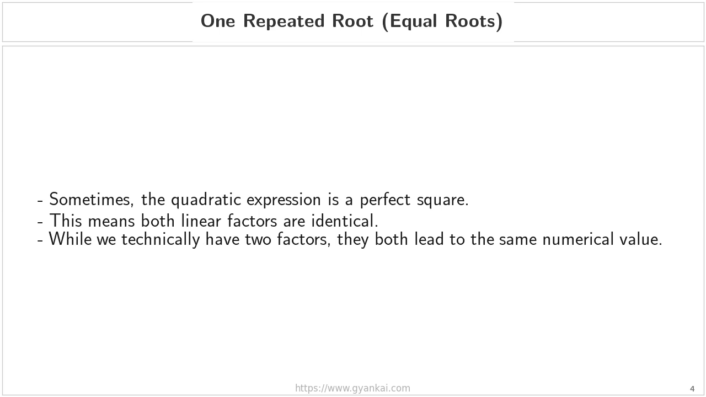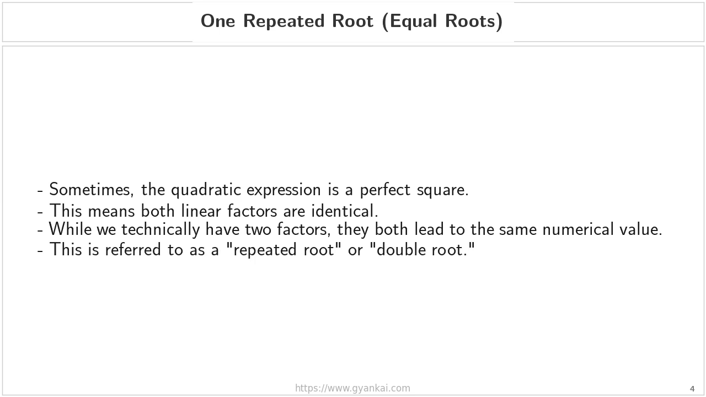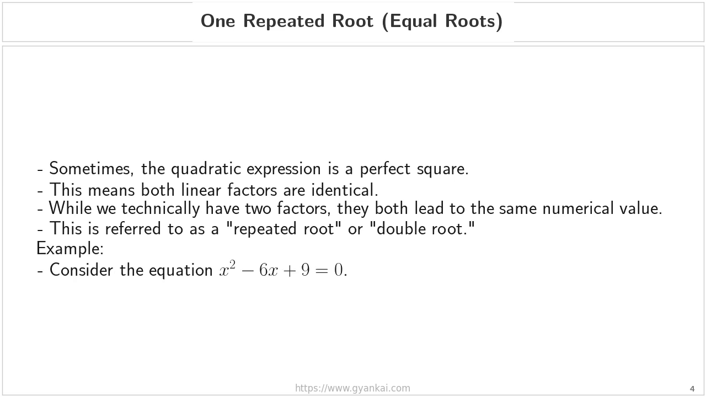Even though we technically have 2 factors, because they are the same, they both lead us to the exact same numerical value for x. Because of this, mathematicians refer to this outcome as a repeated root, or sometimes a double root. Let's look at a concrete example to see how this works in practice.